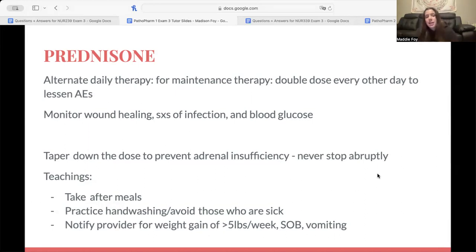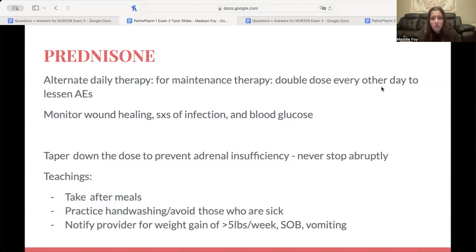If you guys have ever taken a steroid or a prednisone, sometimes they're called a dose pack, they kind of look like a triangle. The first day you take 6, and the next day you take 5, and then 4, and it just automatically tapers down. That is the safe way to stop prednisone, because of that risk for adrenal insufficiency. So you want to teach, generally you should take prednisone after meals. It also kind of has a foul taste to it.